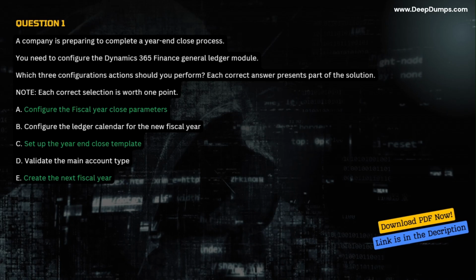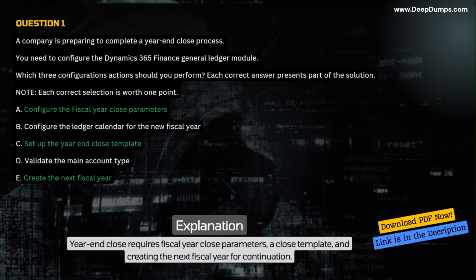Correct answer: A, C, and E. Configure the fiscal year close parameters. Set up the year-end close template. Create the next fiscal year. Explanation: year-end close requires fiscal year close parameters, a close template, and creating the next fiscal year for continuation.